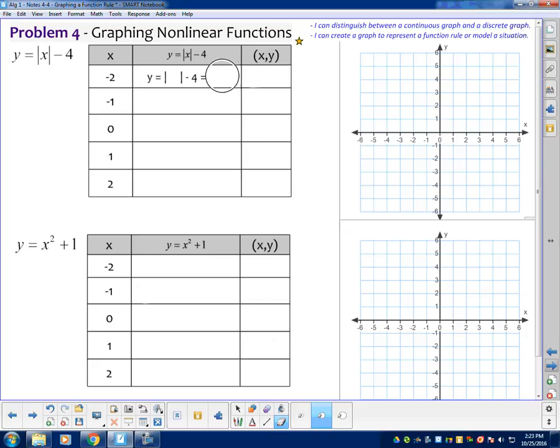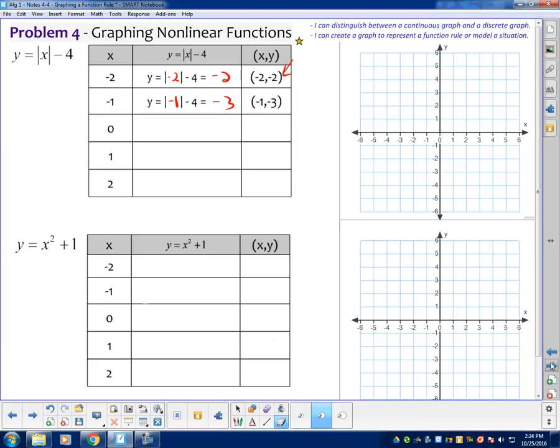So if I plug in -2 right here, 2 minus 4 is -2, and that is my y coordinate right here. -2, you take the absolute value of it, it's +2. 2 minus 4 is -2. Then the next one, if I plug in -1, what does this become? 1. Yep, and 1 minus 4 is -3. So that gives me the coordinate -1, -3.